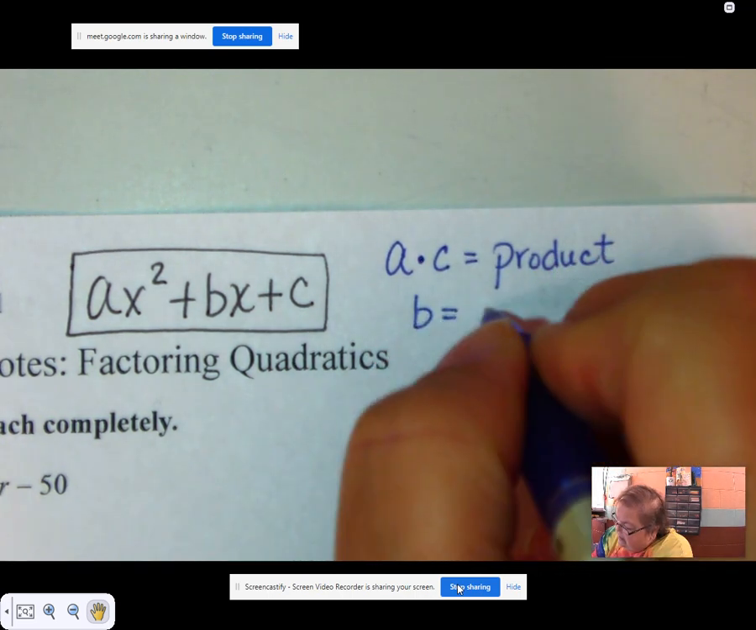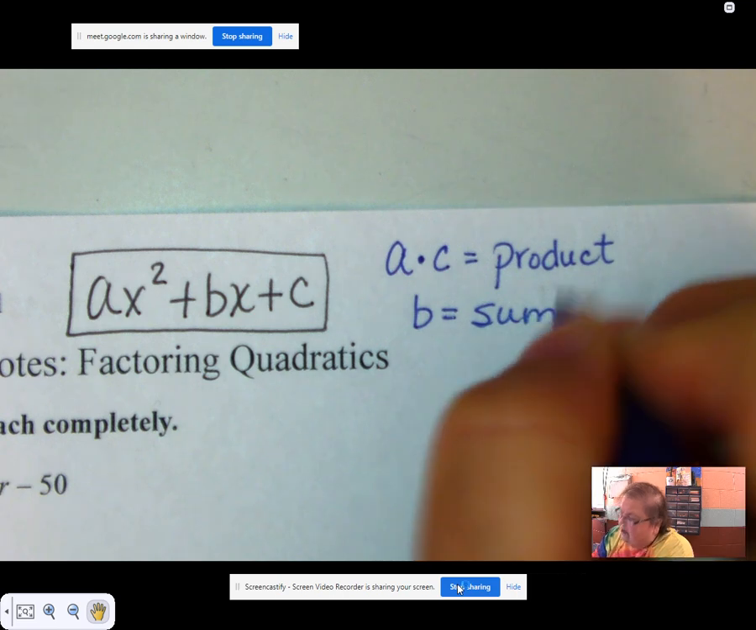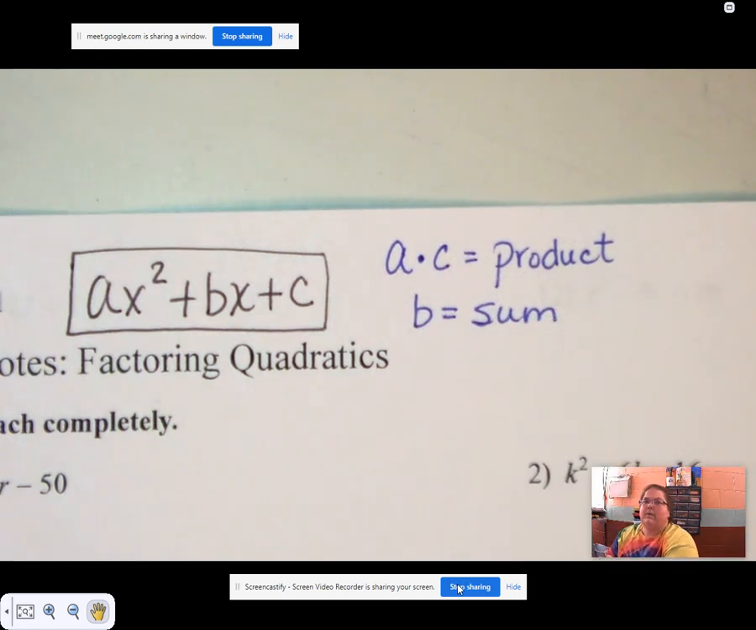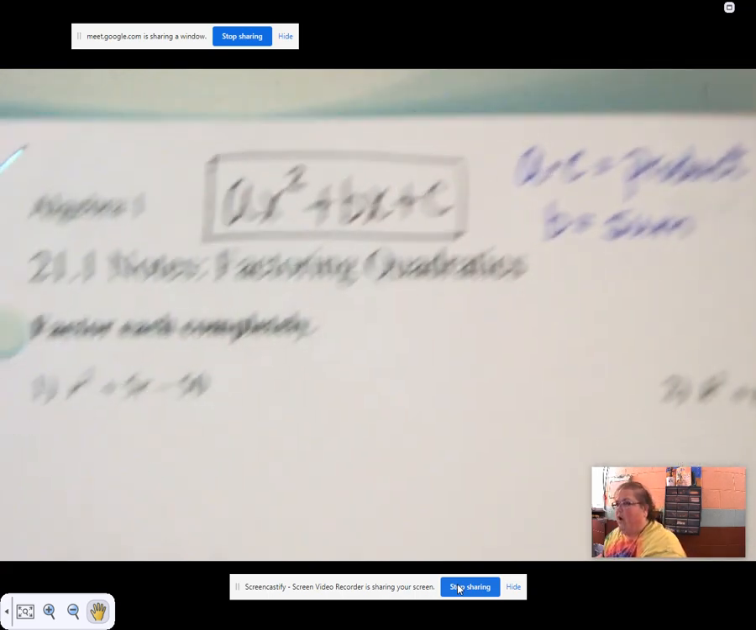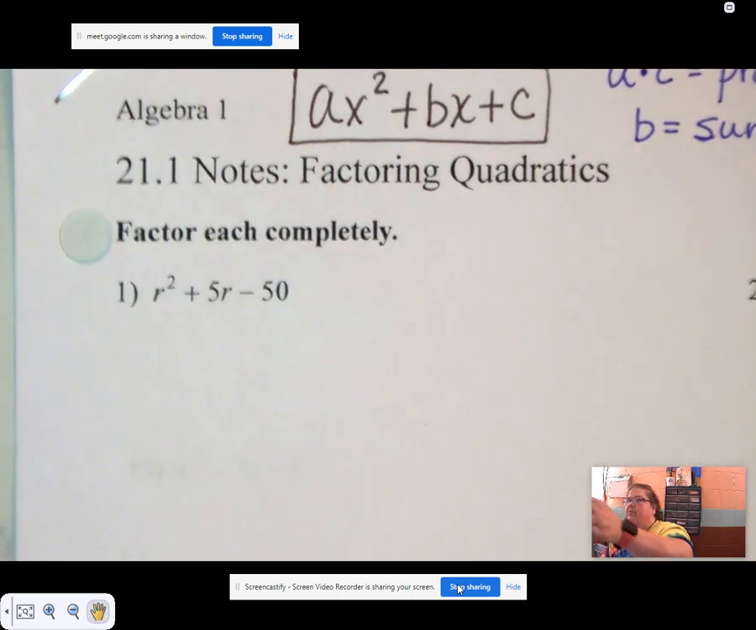B is where we get the sum. Okay? Multiply A times C to get our product. That middle term, or the B value, is our sum. Okay, we'll be referring to that sum. All right, let's look at example number 1.